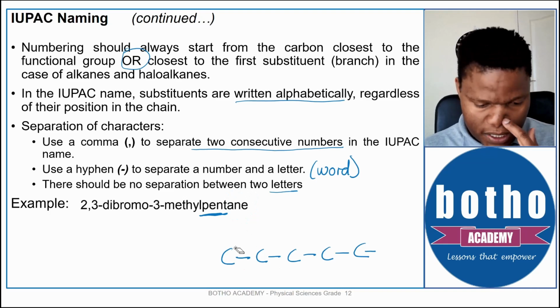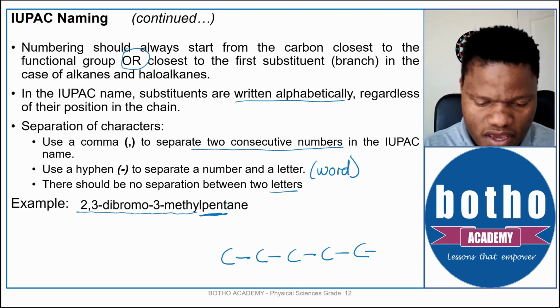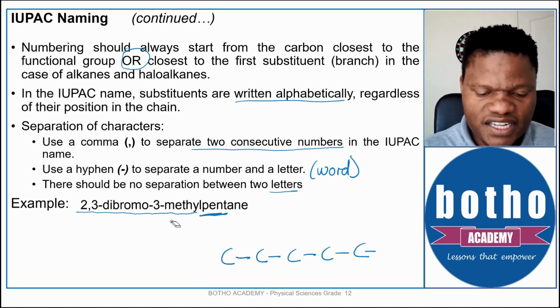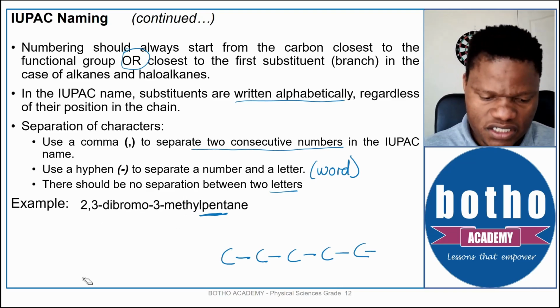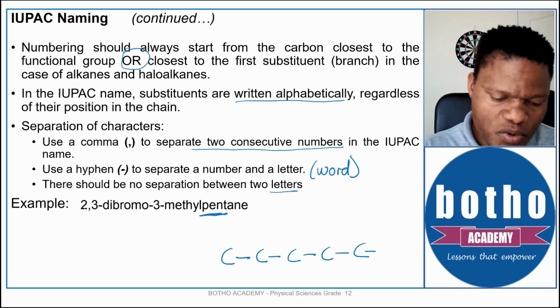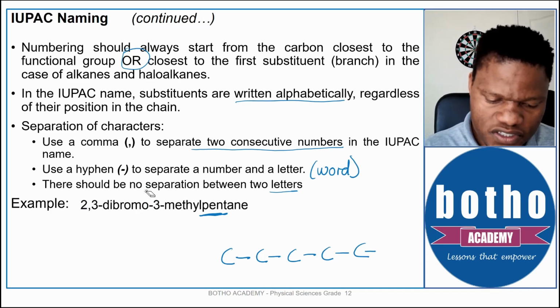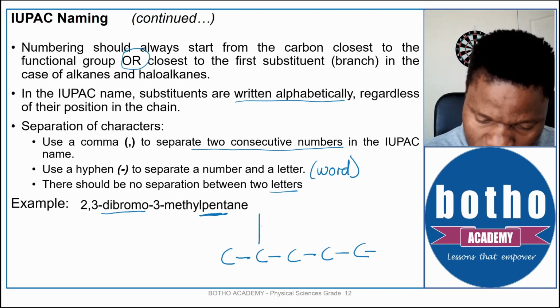Now the next thing is to go to the prefix. The prefix goes all the way here. The 2,3 dibromo 3-methyl. That's a prefix. It tells us what is attached and where it is attached. Now, this is telling us that at carbon number 2 and at carbon number 3, they are bromos. Hence the prefix di, to say that there are 2 bromines attached, one at carbon 2 and the other one at carbon 3. So I'm going to put a bromine here.